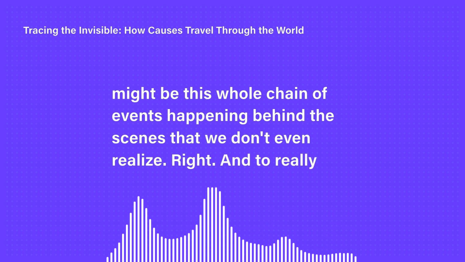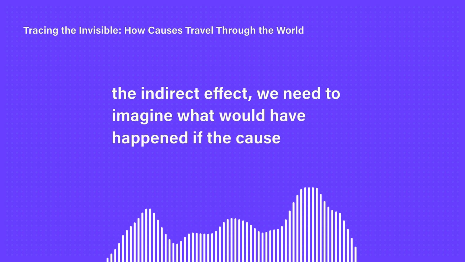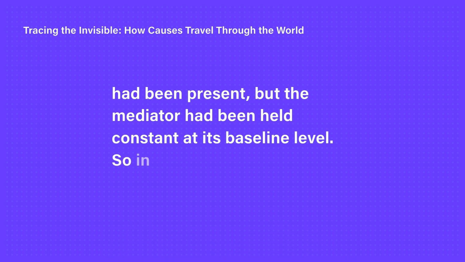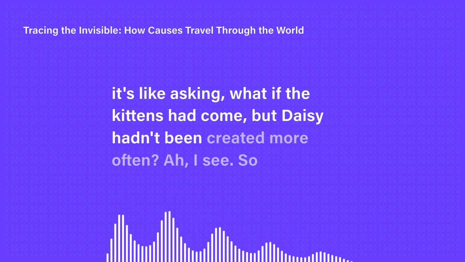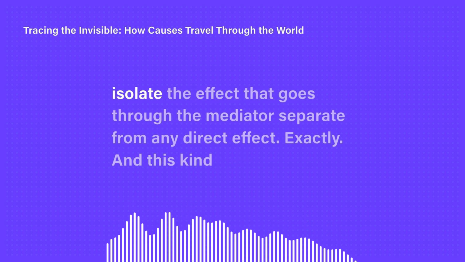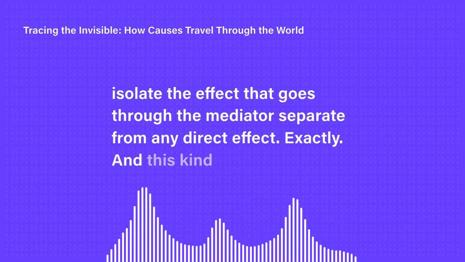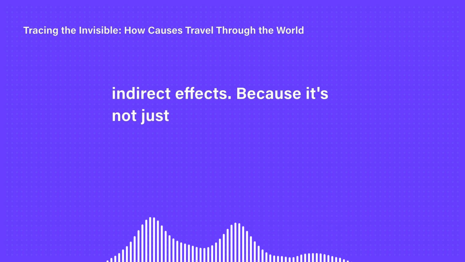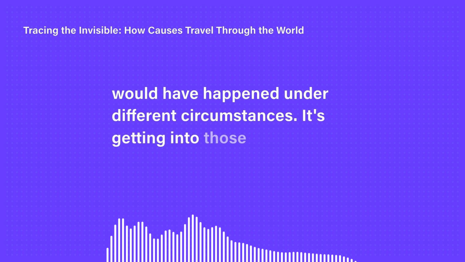Right. And to really understand the indirect effect, we need to imagine what would have happened if the cause had been present, but the mediator had been held constant at its baseline level. So in Daisy's case, it's like asking, what if the kittens had come, but Daisy hadn't been crated more often? I see. So we're trying to isolate the effect that goes through the mediator, separate from any direct effect. Exactly. And this kind of thinking really pushed statisticians to develop more rigorous ways to define and measure these indirect effects. Because it's not just about observing what happens naturally, it's about imagining what would have happened under different circumstances. Just getting into those counterfactuals again.